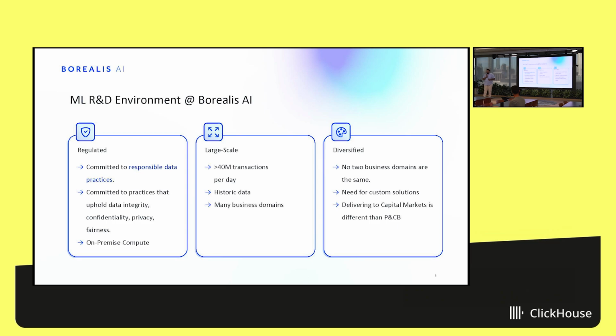So just to give you an idea of the type of environment we have at Borealis, a bank is a regulated industry. So our machine learning workflows are designed to be committed to responsible data practices. Although we are looking at a hybrid compute strategy, we are predominantly on-premise. That leads to a lot less friction about where data is stored, and we already have a very vast regulatory and governance infrastructure on-premise. We're in the process of figuring out what happens in the cloud. Large scale, right? Just banking transactions, over 40 million transactions a day, and many, many business domains.